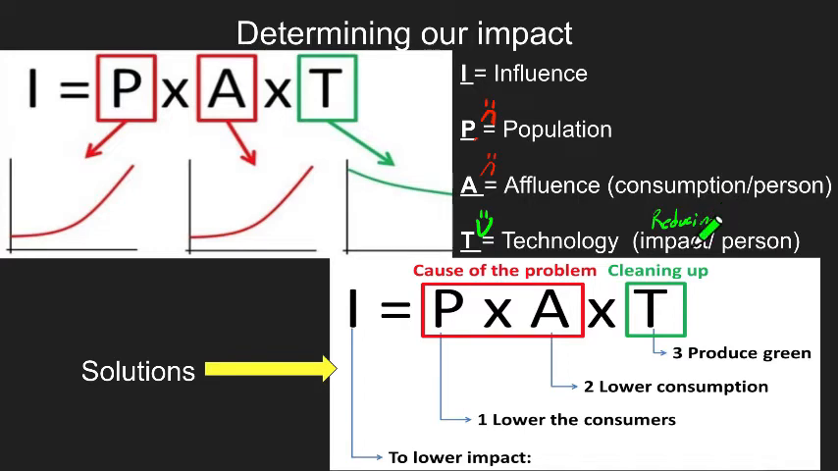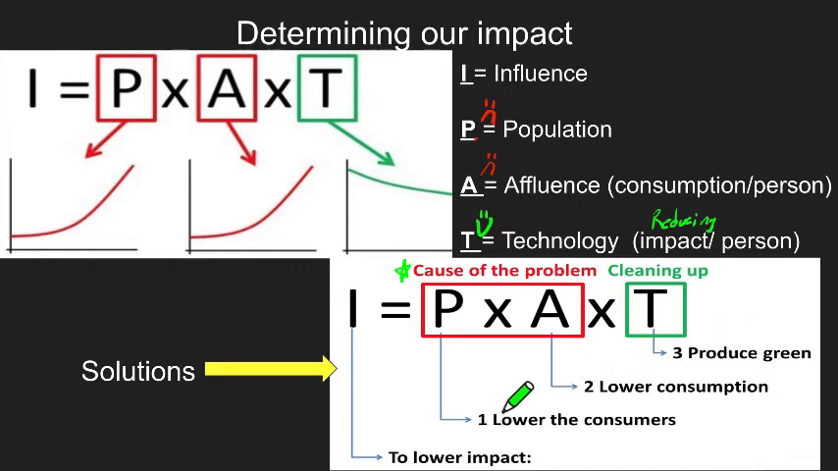So that should be our goal as a society, is to develop technologies that reduce the impact per person. So more fuel-efficient cars, more efficient agricultural systems that produce less waste but more food. Those things will help to offset the cause of the problem. So this is really what we're saying. The cause of the problem is the population and the affluence. The cleaning it up is the technology portion.